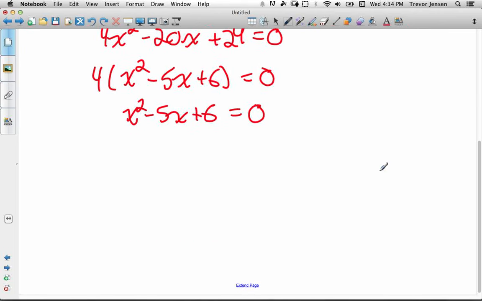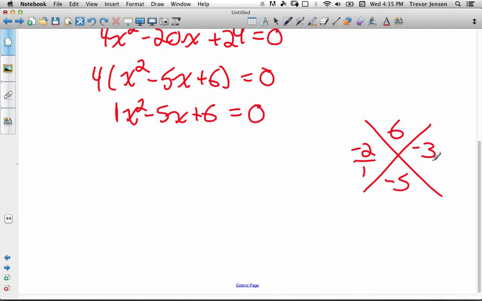And then solve by factoring. If we set up our cross, I need two numbers with a product of 6 and a sum of negative 5. Those two numbers are negative 2 and negative 3. Put the negative 2 and negative 3 over whatever your a value is. In this case, it's 1. Remember, the denominator is the coefficient of x, and then add whatever the numerator is.